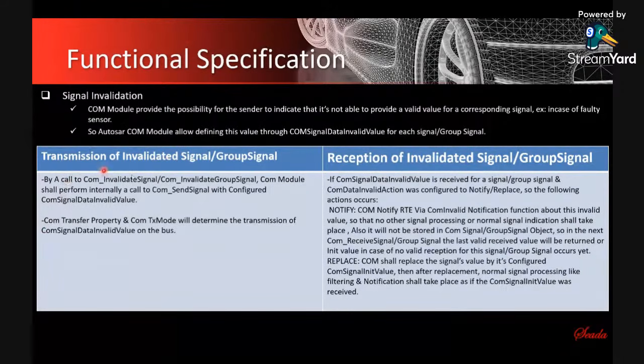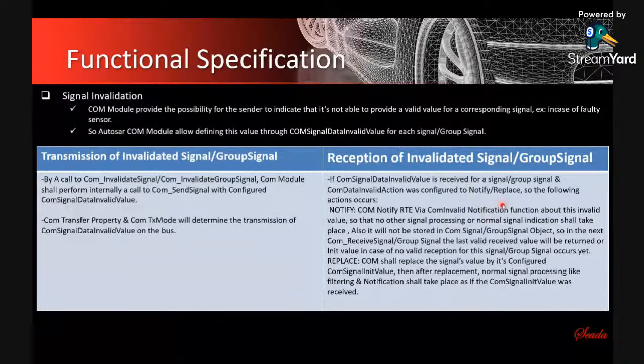Transmission of invalidation. This is the part of the transmission ECU. By calling the invalidate signal or invalidate group signal, the COM module shall internally perform COM send signal with the COM signal data invalid value. Whenever you send a signal, you call COM send signal directly, but whenever you call COM invalidate signal or COM invalidate group signal, it will add the invalid data value before calling COM send signal. Then it triggers the COM send signal. At this time, the COM transfer property and COM transmit mode, of course, will determine how this transmission is going to be, the normal transmission mode evaluation which we talked about right now.